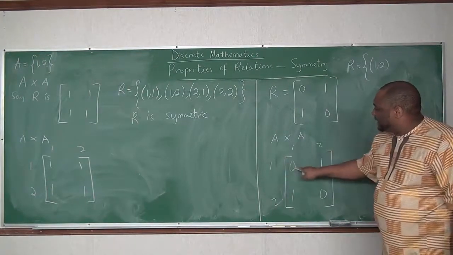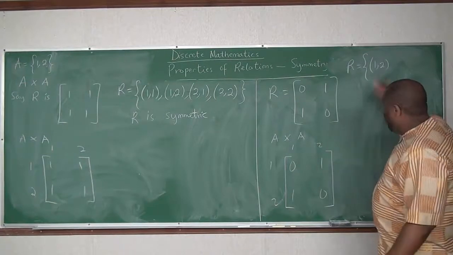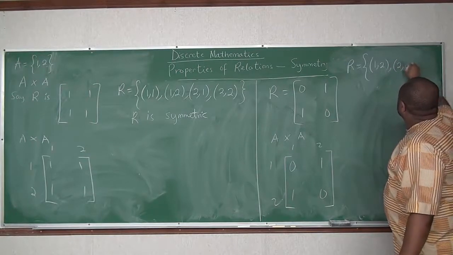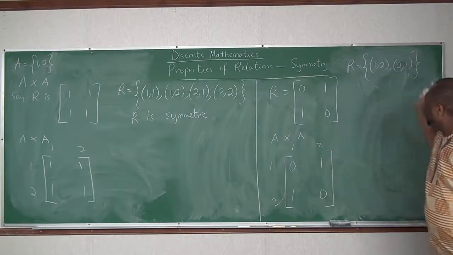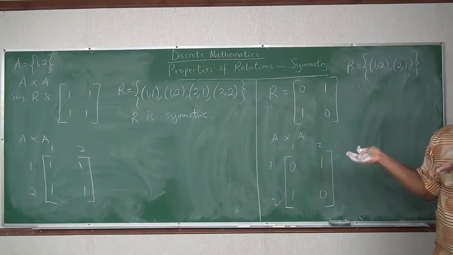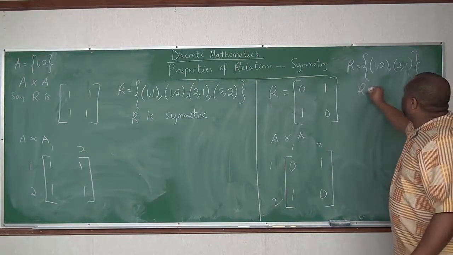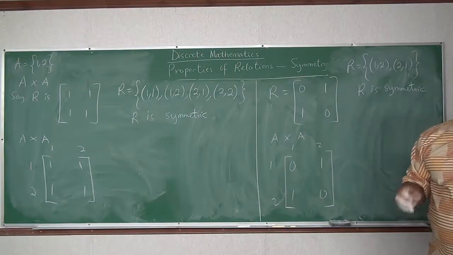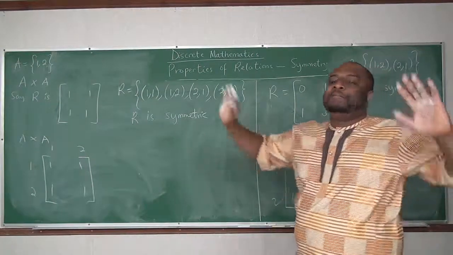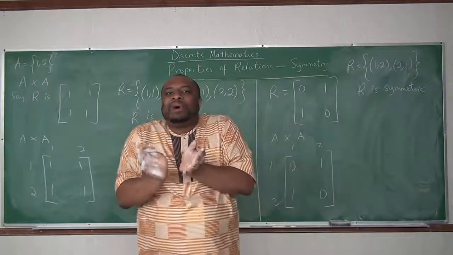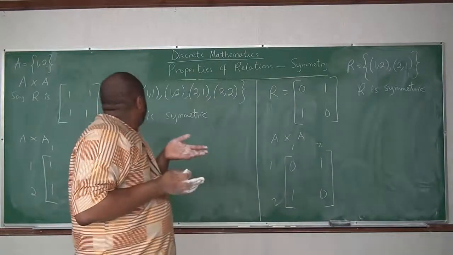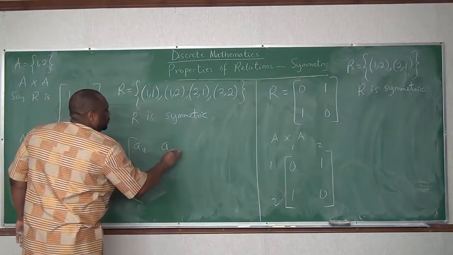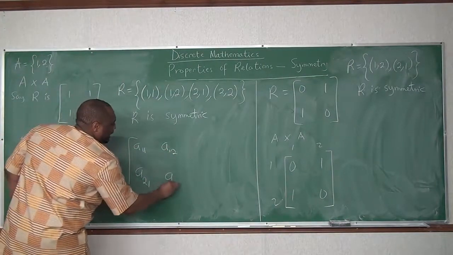So 1, 1 is not there, no problem. 1, 2 is there, and 2, 1 is there. 2, 2 is not there. But still, R is symmetric. So with symmetric, if you have 1, 2, you must have 2, 1. If you have 1, 3, you must have 3, 1. Because remember this is A1,1, A1,2, A2,1, A2,2.